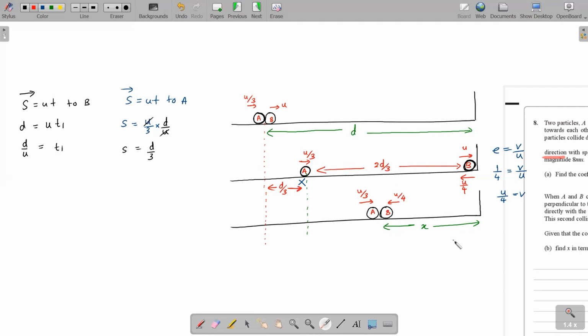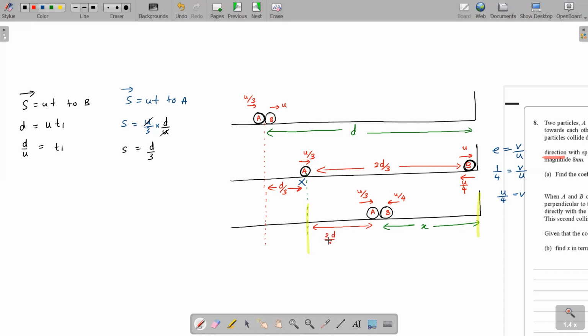From the distance 2D over 3, now you can see particle B, they say it has traveled a distance x from the wall. So you can see the next part of the question, I need to do it with this particular distance, the 2D over 3 distance. They have said that the distance between B and the wall is x. Can you tell me the distance A has moved in terms of both D and x? What is this distance?